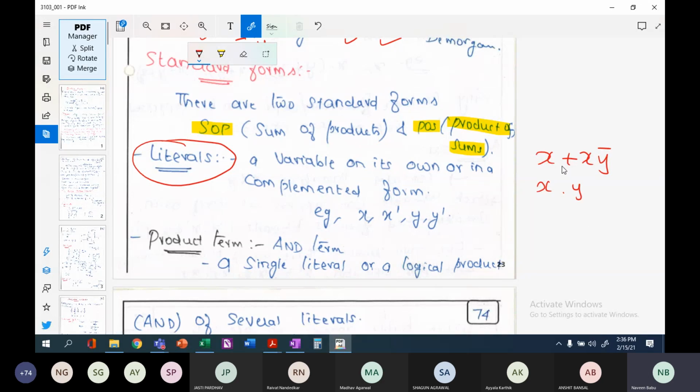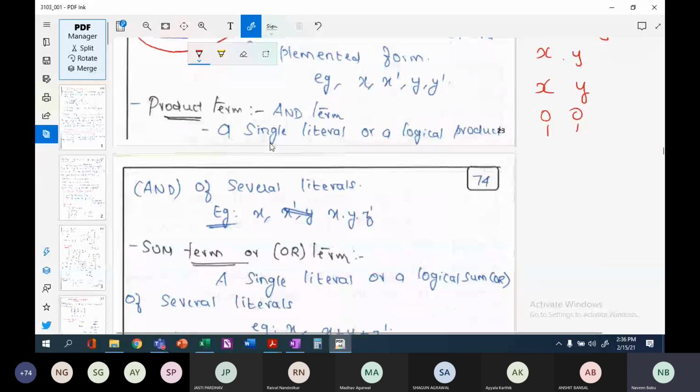What do you mean by that is, if you want to verify this Boolean expression using a truth table, you list the variables on the input side, and then you put all the combinations, right? 0 0, 0 1, 1 0, 1 1, etc. All these combinations are for these variables. So define it properly. A variable on its own or in a complemented form is called a literal. Say for example x bar, y bar. These are called literals.